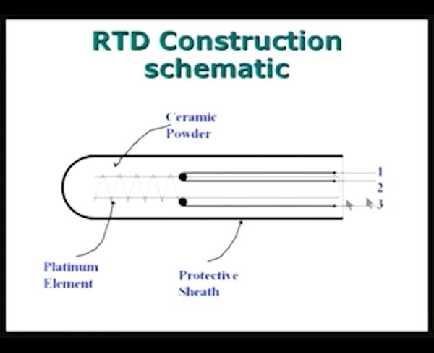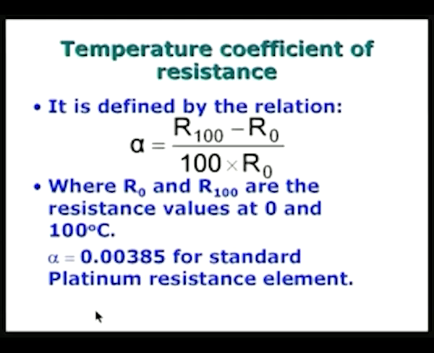This is only a schematic. The entire dimension of this RTD construction may be only a few centimeters in length and maybe a few millimeters in diameter. Here I have shown a very enlarged view just to make things clear, and I have shown very few turns here. Actually, there will be a large number of turns to achieve a 100 ohm resistance at 0 degrees Celsius for a PT100. So, let us look at the way we are going to characterize the PRT.